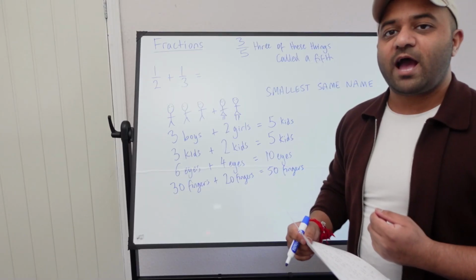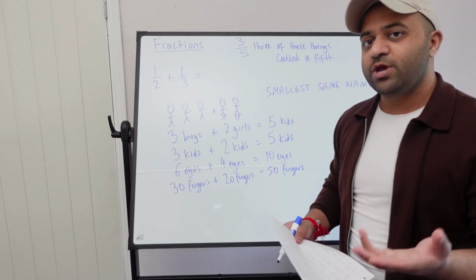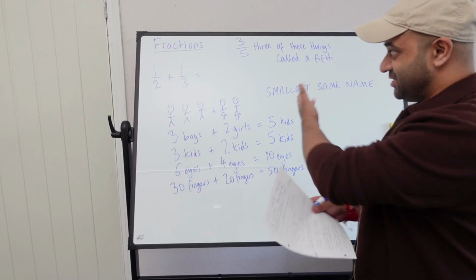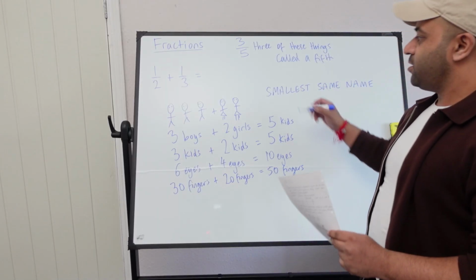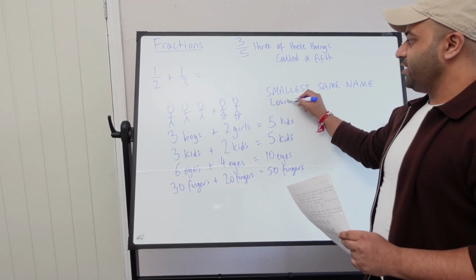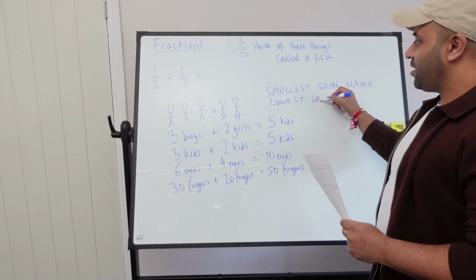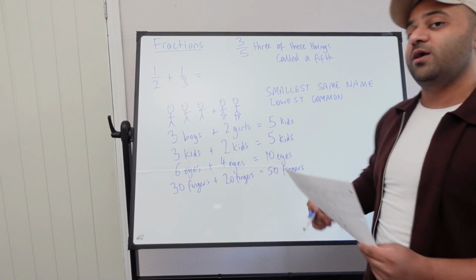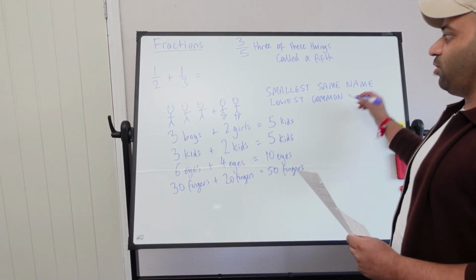Now, when you add fractions in class, or when you've learned about how to add fractions, you'll have heard of something which is actually the smallest same name. Another word for small is low. Lowest. Another word for same is common. And we've just learned earlier that the denominator is the name. So lowest common denominator.